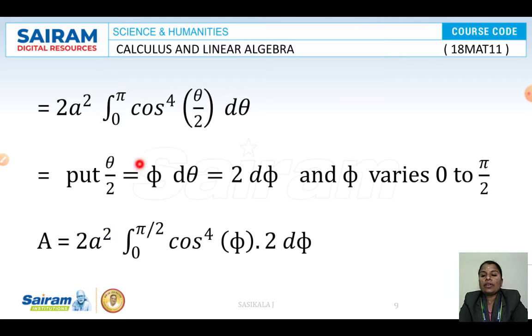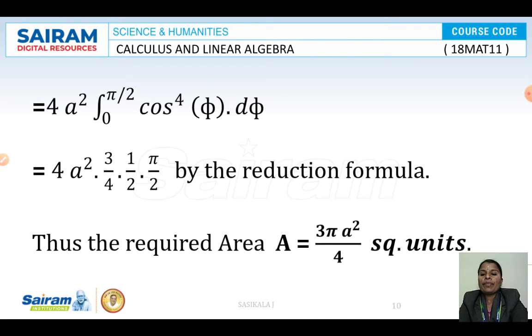Just substitute 2a square integral 0 to pi by 2 cos power 4 theta; d theta is nothing but 2 d theta. Now just integrate cos power 4. You can use the reduction formula for cos power n theta: n minus 1 into n minus 3 odd number by n into n minus 2.